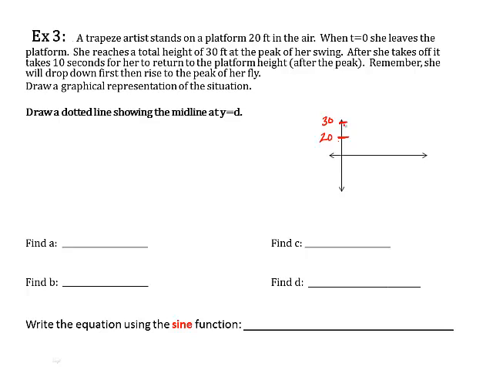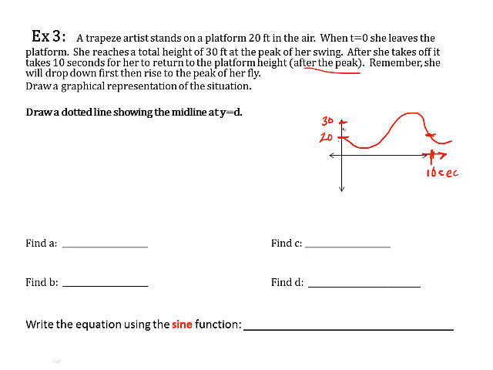After she takes off, it takes 10 seconds for her to return to the platform height after the peak. Remember, she's going to drop down first and then rise to the peak of her fly. So if she drops off the platform, it's going to come down, then go up, and come back down, right? So if I extend my line, it takes how long to return to the platform height? It says it takes 10 seconds for her to return to the platform height after she's reached the peak. So this is a 10-second mark right here.